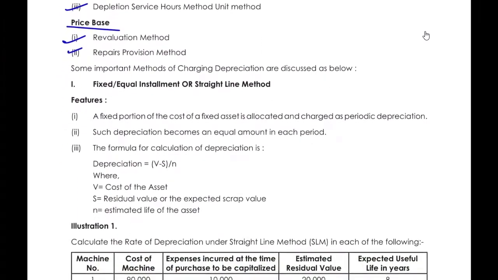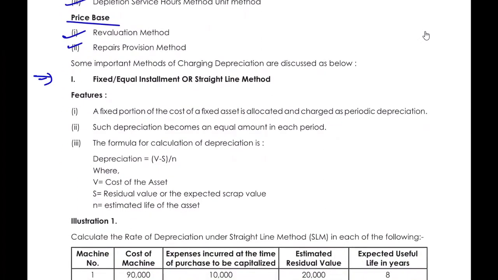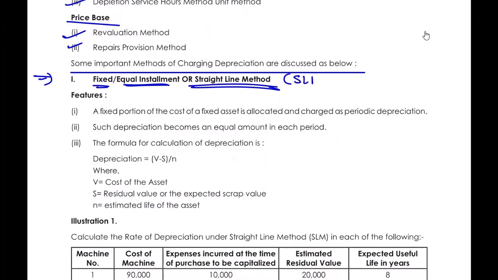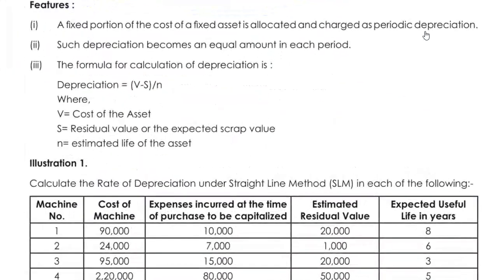So in a nutshell, if I say there is one method which you need to learn, which you have already covered, that is called the fixed or equal installment or straight line method, where the same amount of depreciation is calculated. So the formula is the same. Here V represents the cost of the asset, S represents the residual value, and N represents the useful life. So that is cost minus residual value divided by the useful life of the asset.